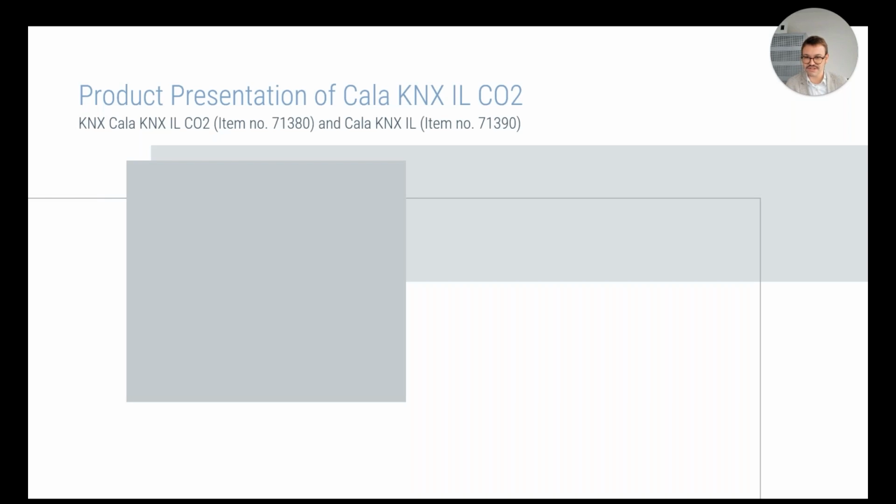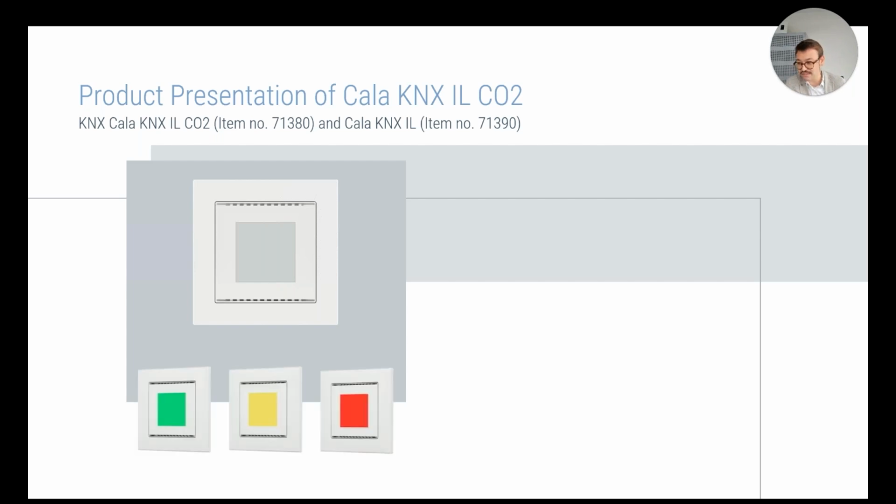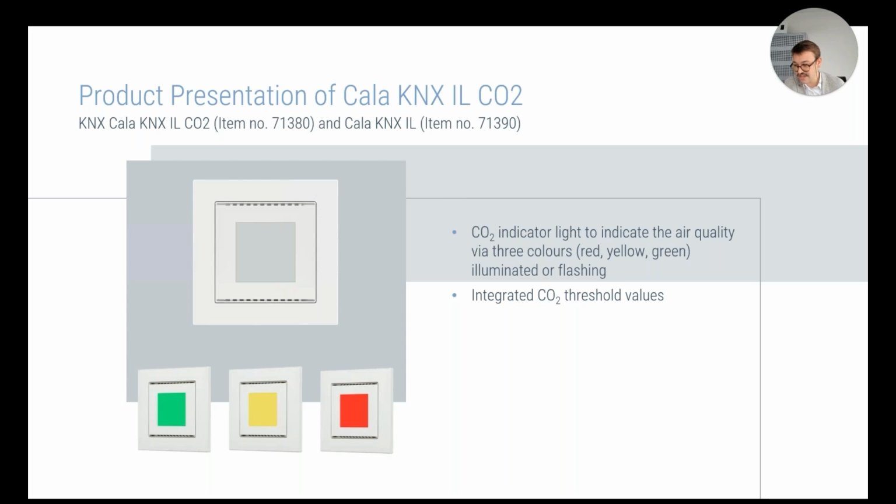Let's start off with the product presentation. The Cala IL CO2 is a CO2 indicator light. It can indicate the air quality, and it does that via 3 different color levels. Those color levels are displayed here. Also, the device has several integrated functionalities. First of all, integrated CO2 threshold values. Next, integrated CO2 PI control. Also, it contains 4 AND or OR logic gates. Also, 2 actuating variable comparators can be implemented.